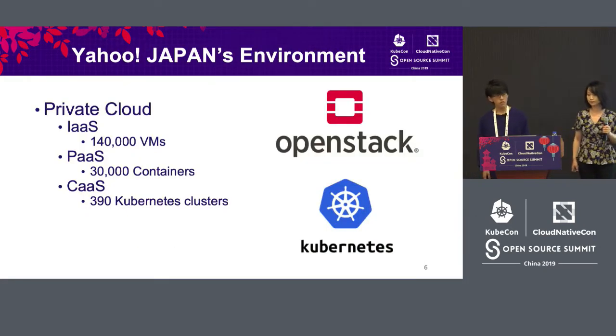Yahoo Japan is one of the biggest companies providing web services in Japan. The number of services we provide is about 100. In our data centers, many virtual machines and containers are running. 140,000 VMs are in infrastructure as a service, 30,000 containers are in platform as a service, and 390 Kubernetes clusters are in container as a service.